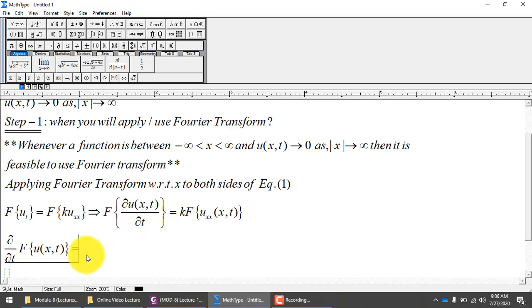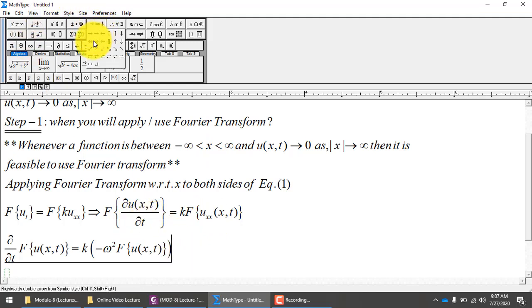On the right hand side k will be a constant, so it will be as it is, and the Fourier transform of the double derivative will be what? That will be, if you remember, minus omega square, where omega was the transform parameter, times the Fourier transform of u. So this is the final answer.